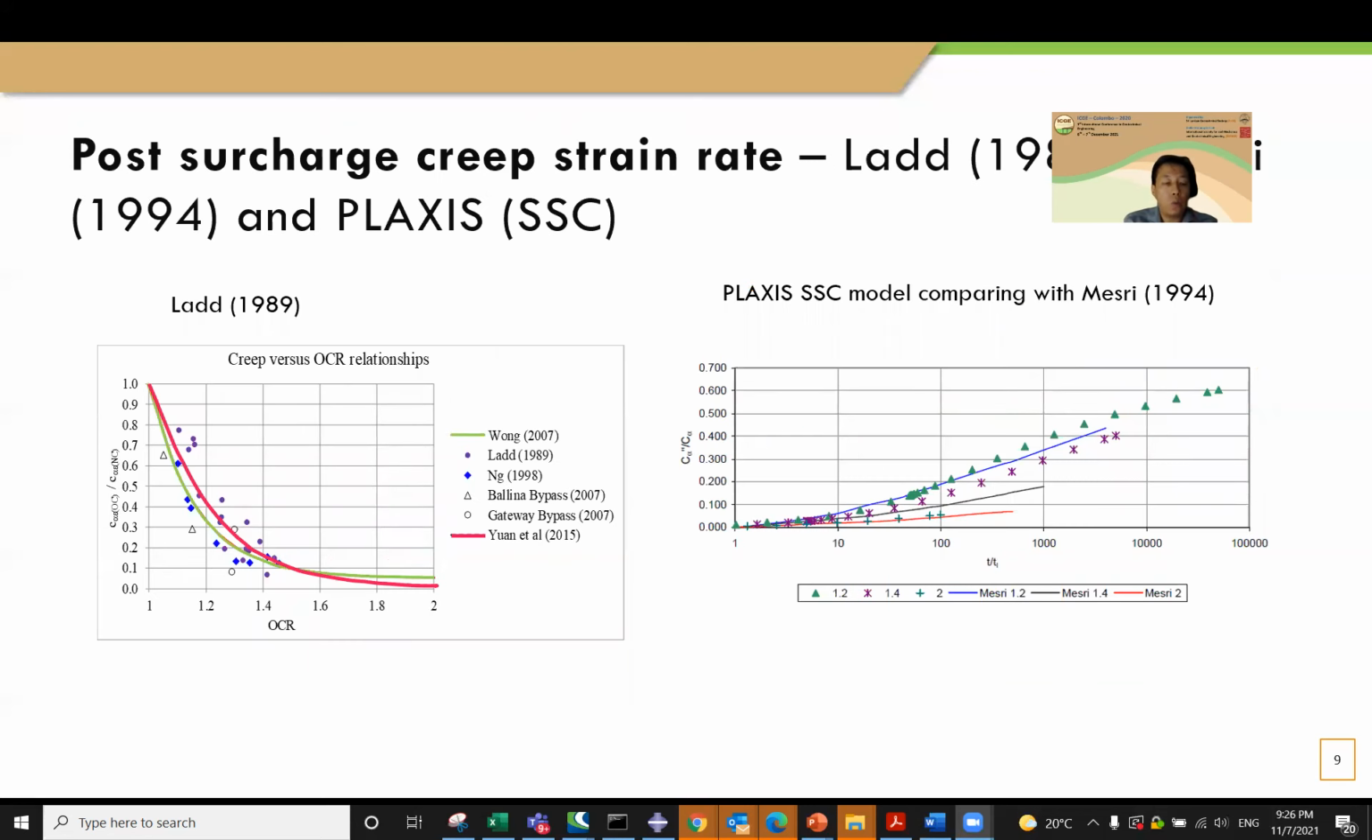The last point I want to highlight on this presentation is that for the 1D consolidation analysis, constant post construction post surcharge creep strain rate, such as those proposed by Ladd 1989, is normally used. For the soft soil creep model in Plaxis software program, the post surcharge creep is more commensurate with that given by Mesri 1994, in which the creep strain rate varies with log time.